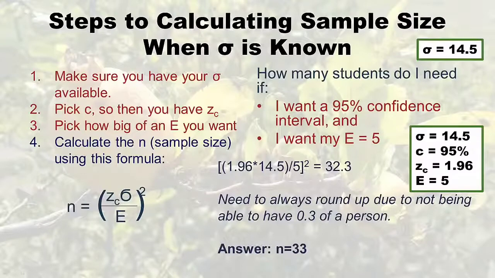But you need to always round up due to it not being able to have like 0.3 of a person. So sometimes people ask me, well, do you round down because it's under 0.5? And I'm like, no, because you need at least 32.3 people and you can't have 0.3 of a person, so you always have to round up. So if you get a little piece of a person, you have to take the whole person. It's just the way people work. So therefore your answer is actually 33. So if you wanted a 95% confidence interval and your population standard deviation was 14.5 and you wanted your margin of error to be 5, you would need to get a sample size of 33 people.